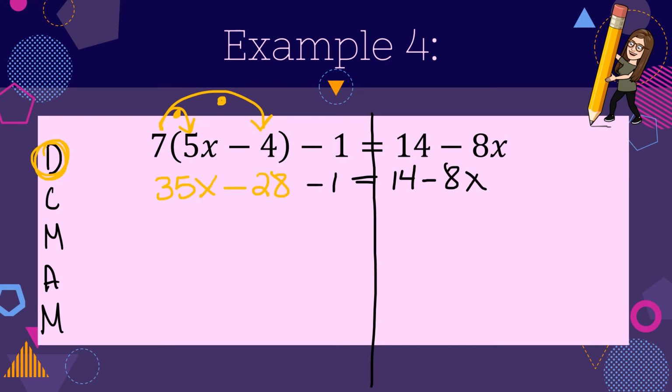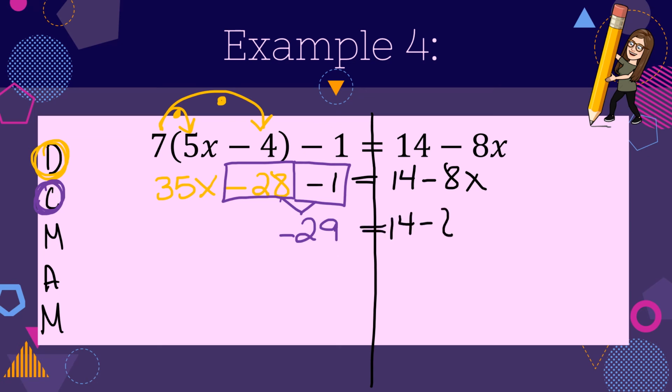Next step is combine. If I look at that left side, it's really long. I'm going to box them. The negative 28 and the negative 1 are like terms, so they combine to create a negative 29. Everything else falls down, including that 35x we didn't use.